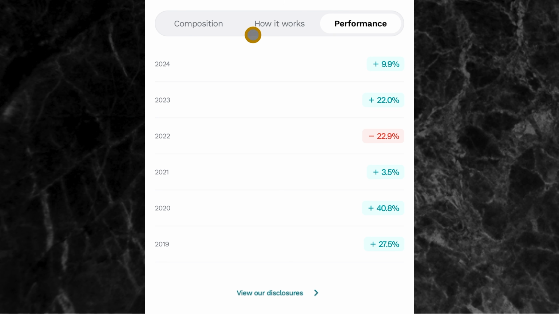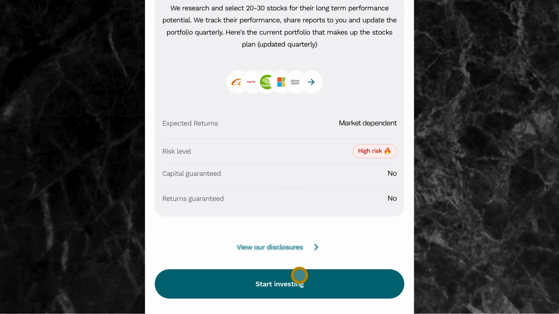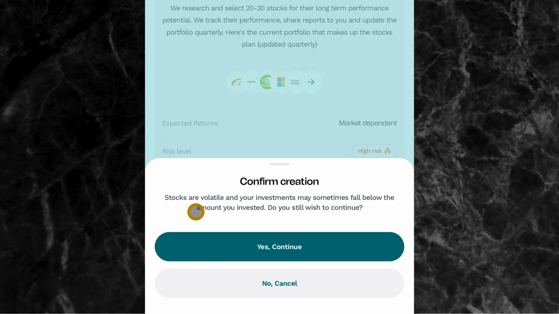So for example, you've seen all of these and you want to go ahead and invest. Just come here to where it says start investing. So I'll click on it. And you can see it says stocks are volatile and your investment may sometimes fall below the amount you invested. Do you still wish to continue? So this is exactly what I explained earlier about stocks being a high risk investment. So if you want to continue, just click on yes, continue.